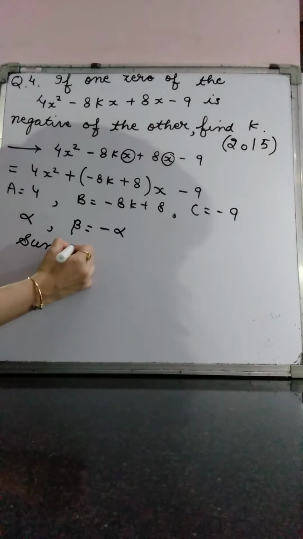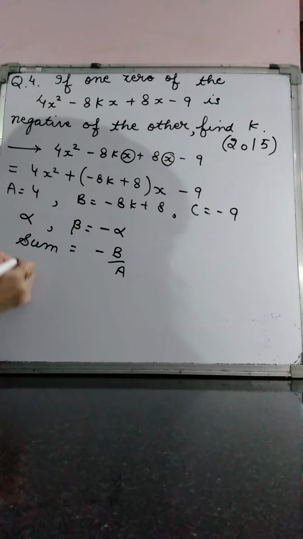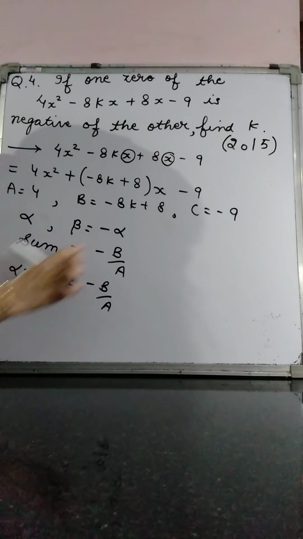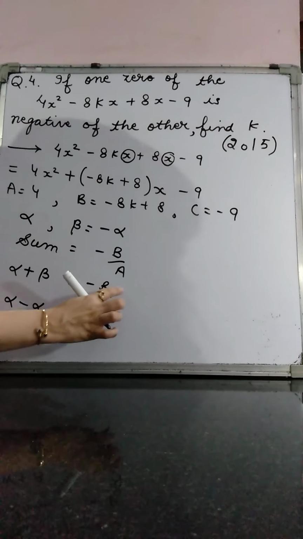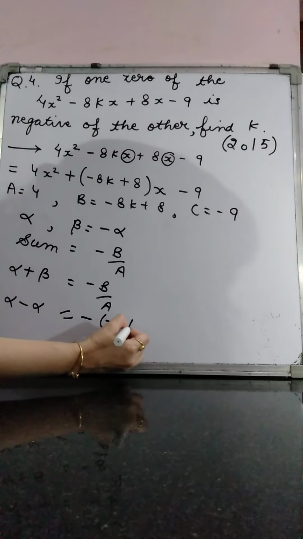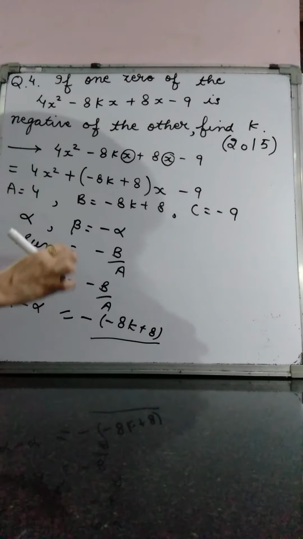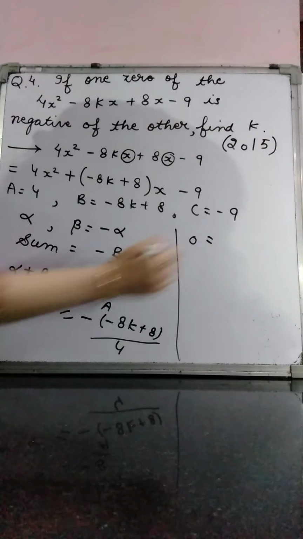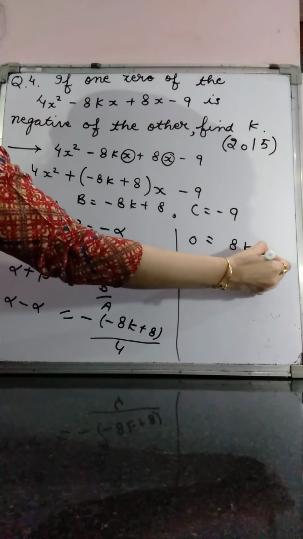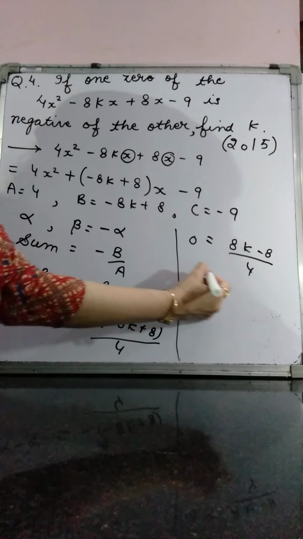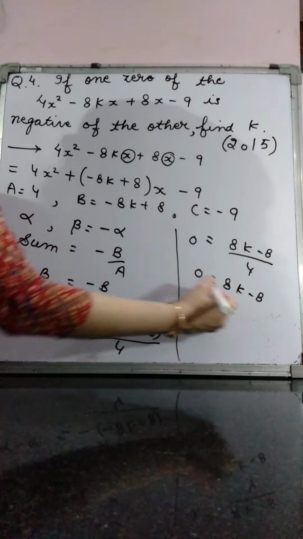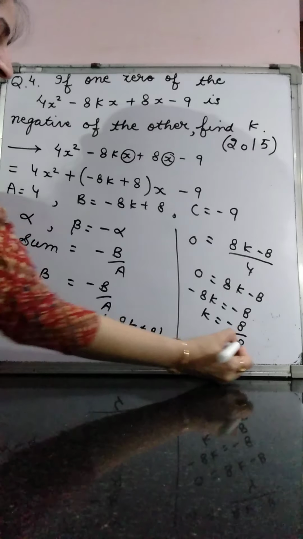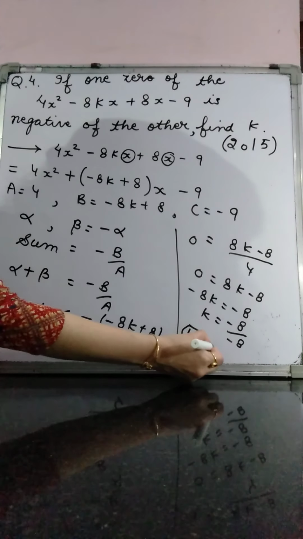Now apply sum is equal to minus b by a. Sum is equal to alpha plus beta. Substitute the value of beta, that is minus alpha, the value of b, that is minus 8k plus 8, and the value of a is 4. Alpha minus alpha is 0, equal to 8k minus 8 by 4. 4 into 0 is 0. 8k is equal to 8, k is equal to 8 by 8, the value of k is 1.